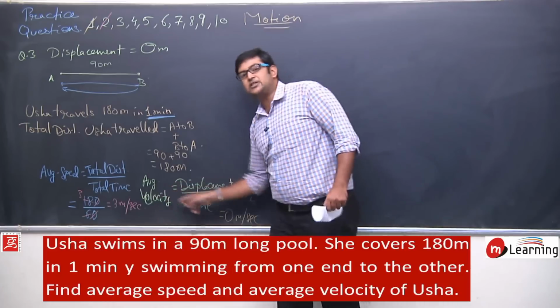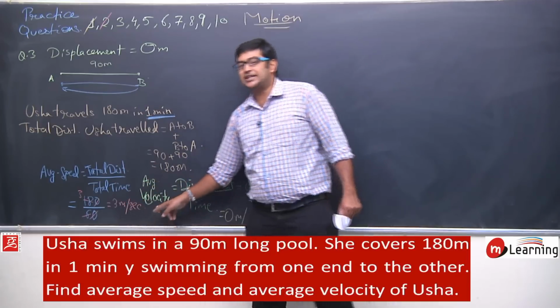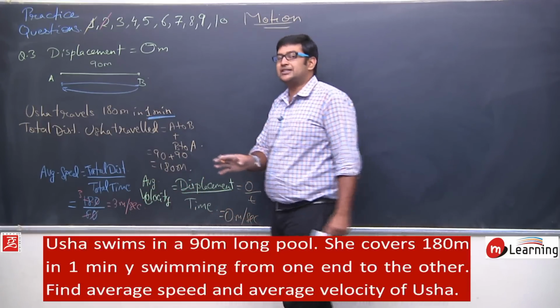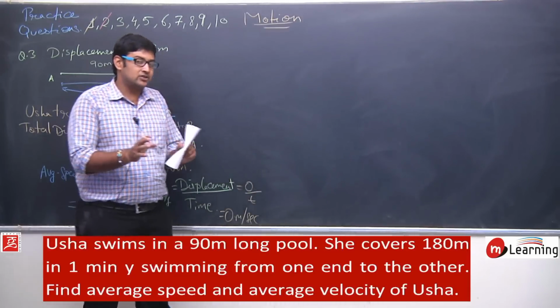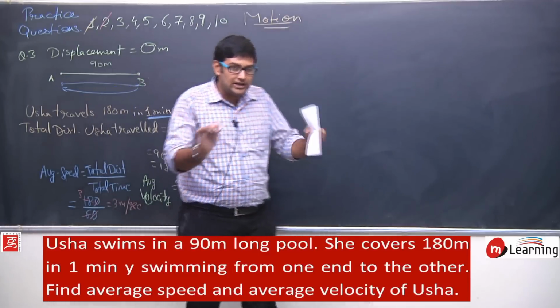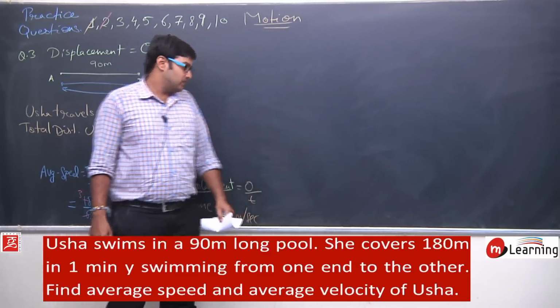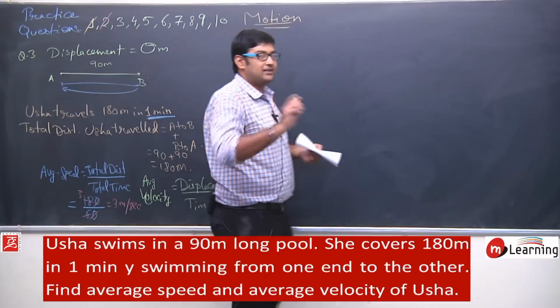So just see the difference between average speed and average velocity. Average speed is 3 meters per second while the average velocity comes out to be 0 meters per second. It means average velocity and average speed are totally two different quantities. Okay, they are different quantities. So this is the best example to explain the difference between average speed and average velocity.